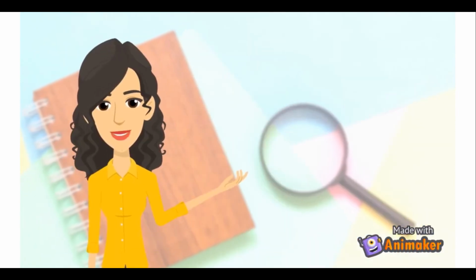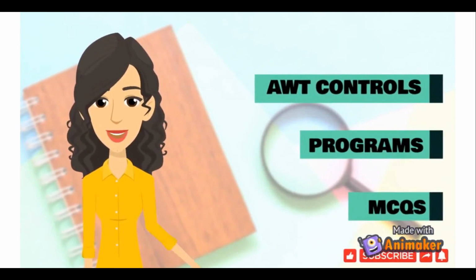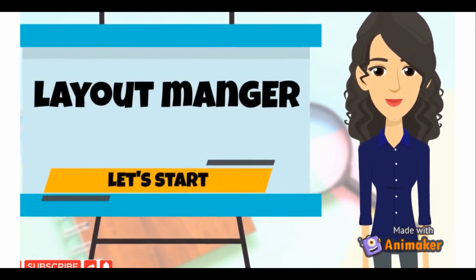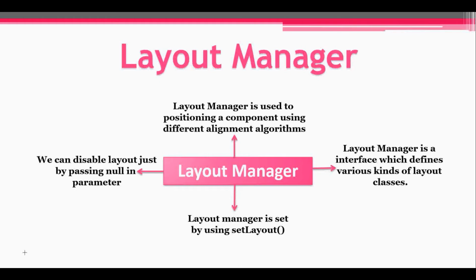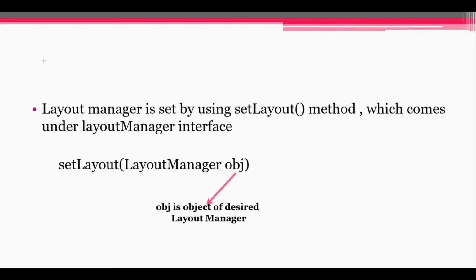So guys, we have seen all AWT controls with programs and MCQs. Now let's learn about different layout manager classes. Layout manager is used to position a component using different alignment algorithms. Layout manager is the interface which defines various kinds of layout classes. It is set by using the setLayout method, and we can disable layout just by passing null in the parameter of the setLayout method. So layout manager is set by using the setLayout method, and can be used like this. Here obj is the object of the desired layout manager.